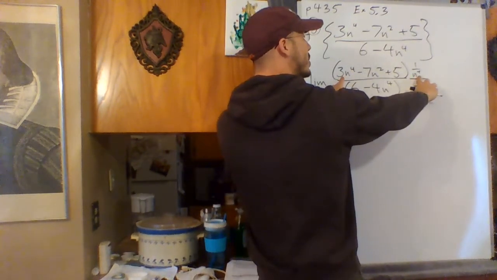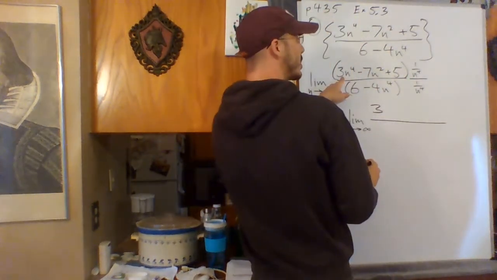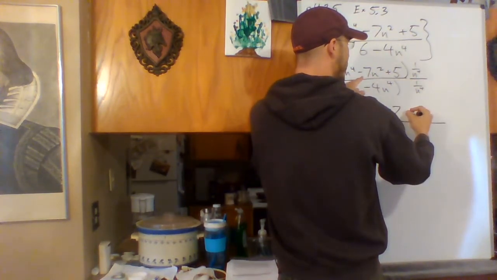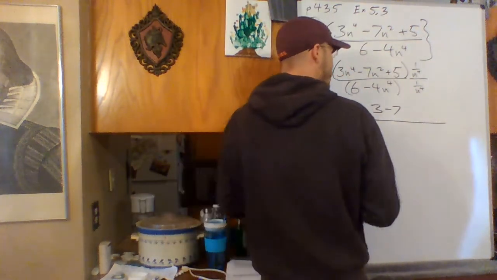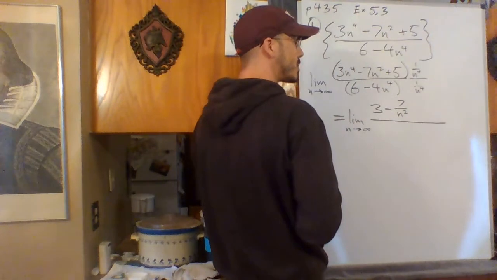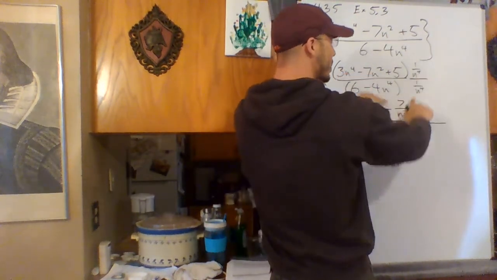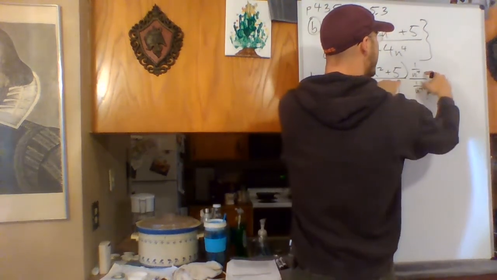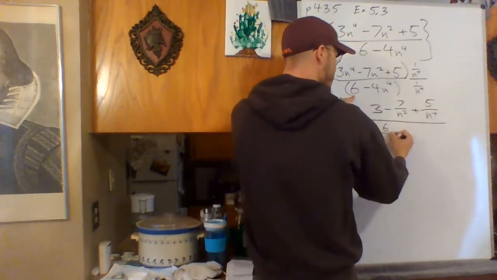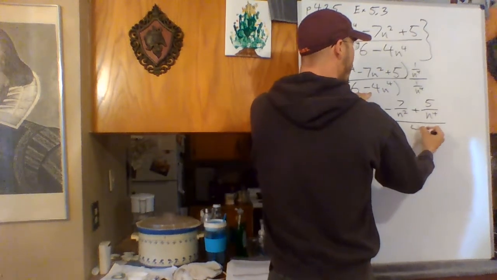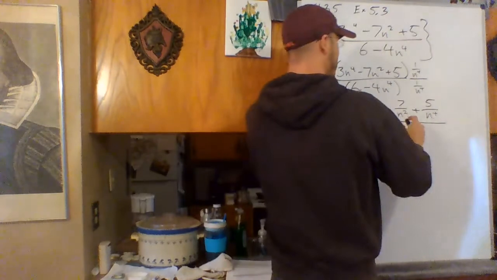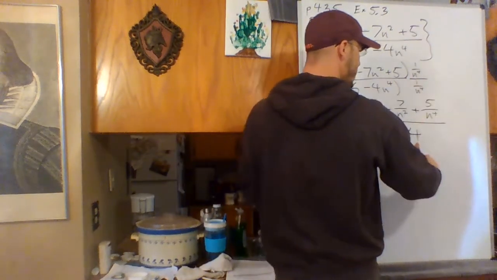The 3n to the fourth times 1 over n to the fourth is just 3. The negative 7n squared times 1 over n to the fourth is, instead of using negative exponents, let's write it as minus 7 over n squared. So n squared over n to the fourth is over n squared. And then plus 5 times 1 over n to the fourth is 5 over n to the fourth. I'm going to do the denominator, same thing, a little more quickly. 6 times 1 over n to the fourth is 6 over n to the fourth. And then minus 4 exactly, because it's 4n to the fourth times 1 over n to the fourth. Those cancel perfectly, leaving just the 4.